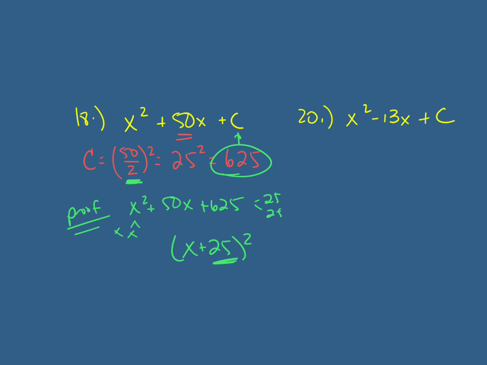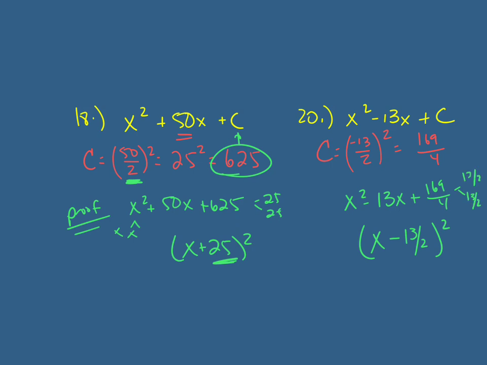20 is tough because it's a fraction, but I'm just going to do this. C equals negative 13 over 2 squared. I'm just going to square the top and the bottom. I'm going to get 169 over 4. So when I rewrite this, I write x squared minus 13x plus 169 over 4. Now I don't have to do much work here. I just put minus 13 over 2 inside the parentheses because I know the factors are that. So that's it.